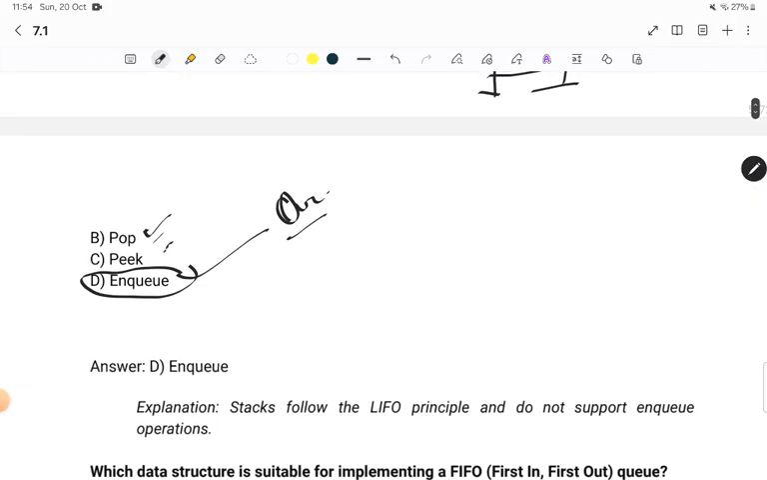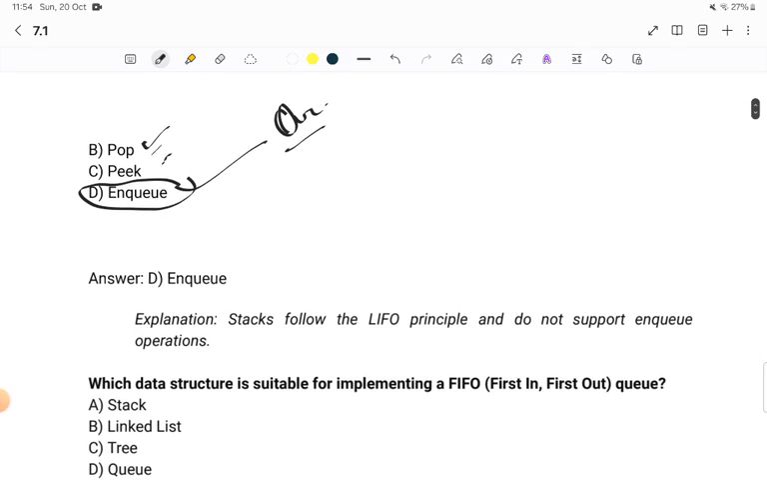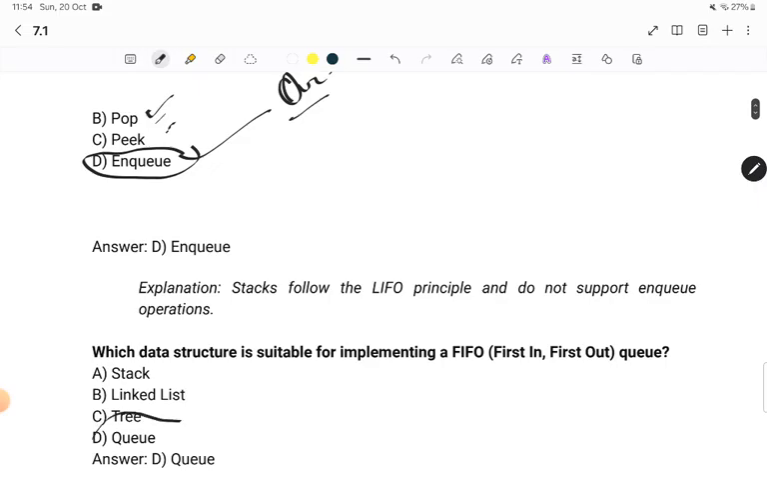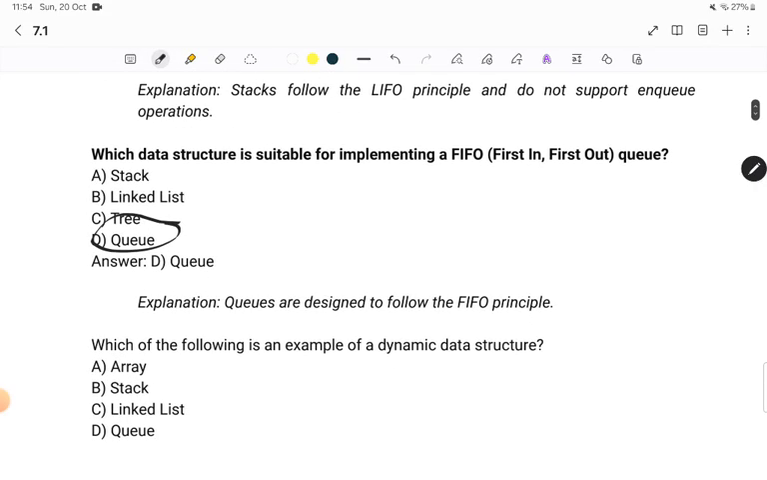Okay, let's go to the next question. Which data structure is suitable for implementing FIFO? I already told this question, so queue is the correct answer. Let's go to the next question.